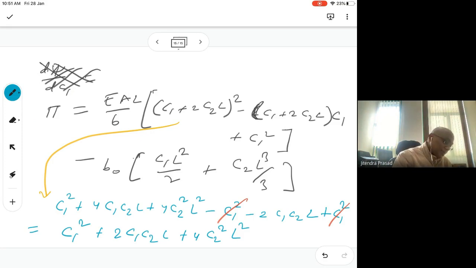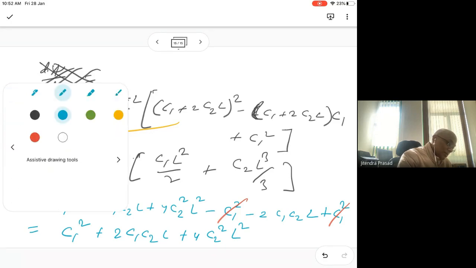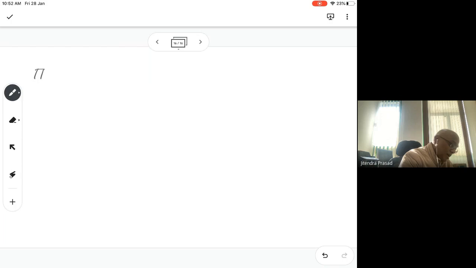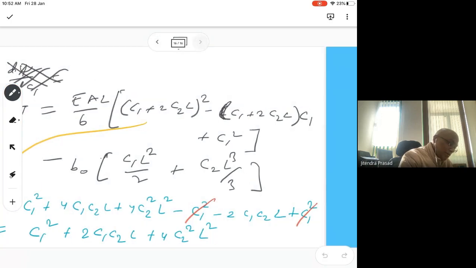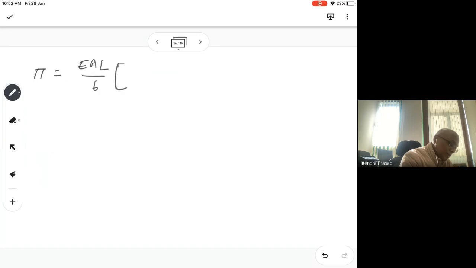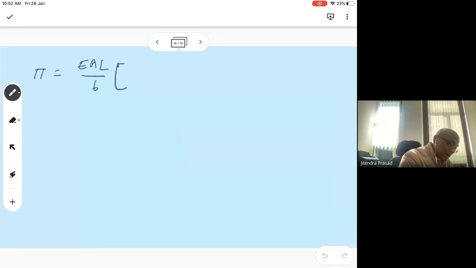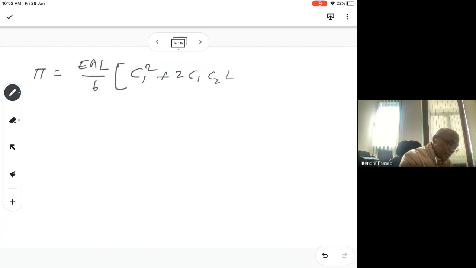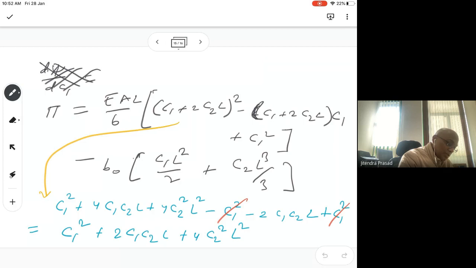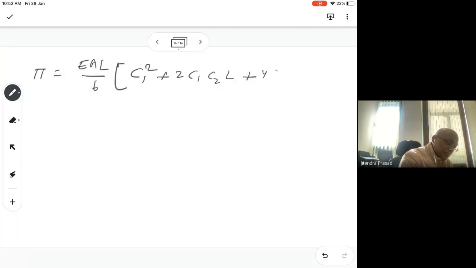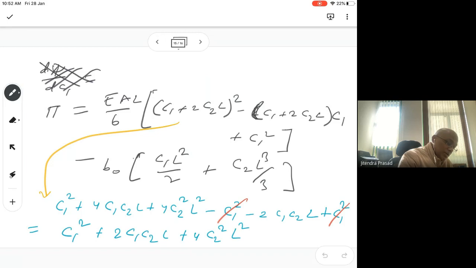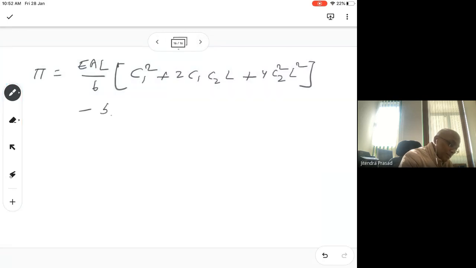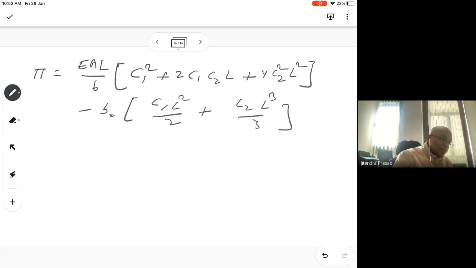So even more simplification. So pi is equal to EA over L 6, then C1 square plus 2 C1 C2L plus 4 C2 square L square, minus B naught C1 L square over 2 plus C2 L cube over 3. Okay, so we have that.